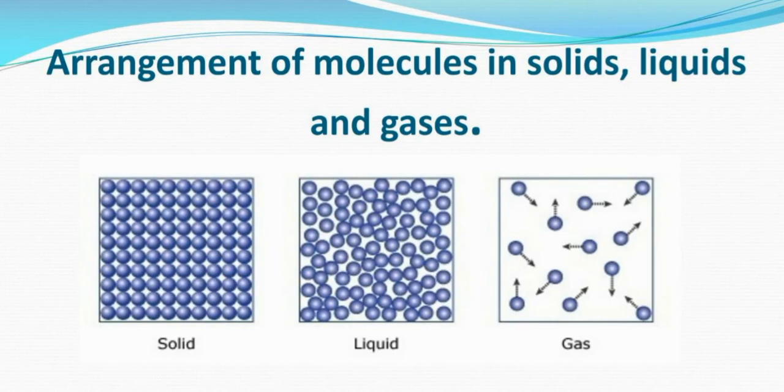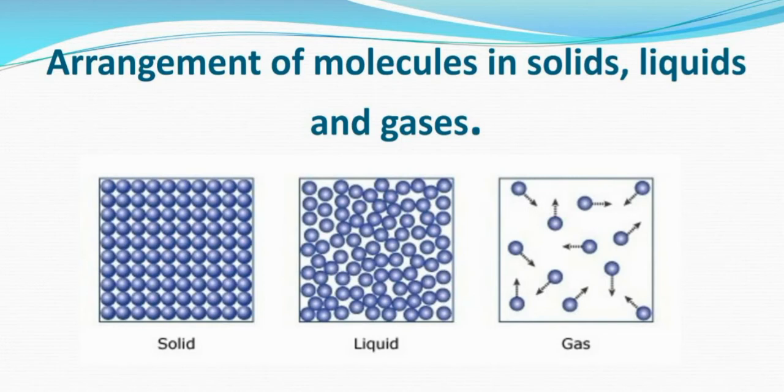So in solids, as you can see, the molecules are very close to each other. They attract each other with great force. So a solid is hard. Whenever you touch a solid, you can feel its hardness. It is rigid and has a definite shape and volume. Solids have a fixed shape and a fixed volume.